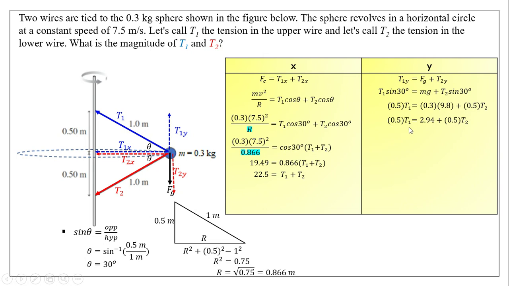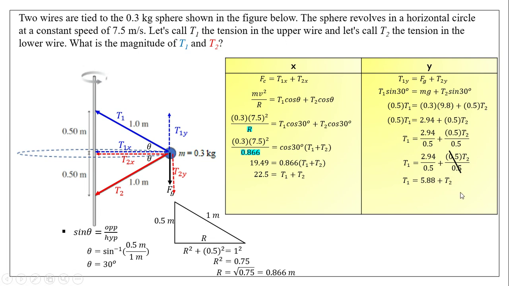To get it by itself, I'm just going to divide both sides by 0.5 to get T1 by itself. So 2.94 divided by 0.5, and then 0.5 T2 divided by 0.5. As you can see, the 0.5 in the second term on the bottom and top cancels out. So 2.94 divided by 0.5 is 5.88, and the 0.5 on top and 0.5 on the bottom cancel out for the second term here, leaving you with just T2. So you notice here you have T1 is equal to 5.88 plus T2.